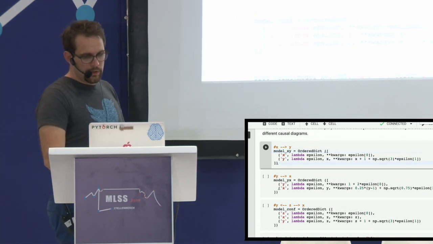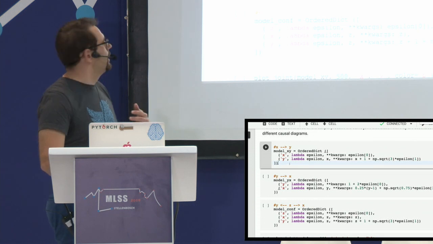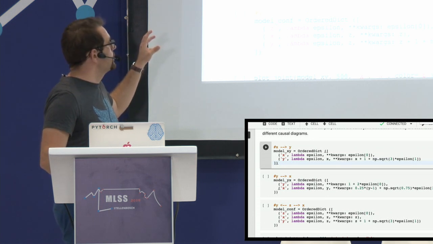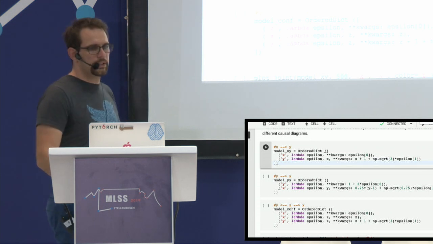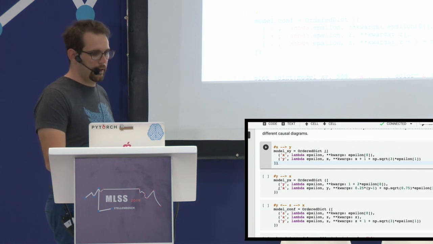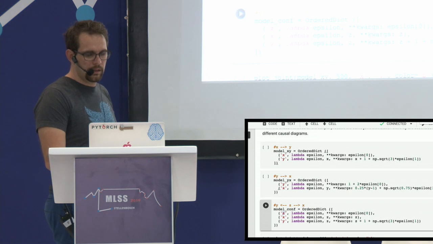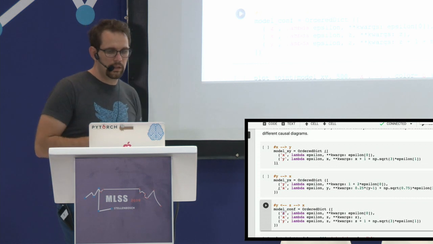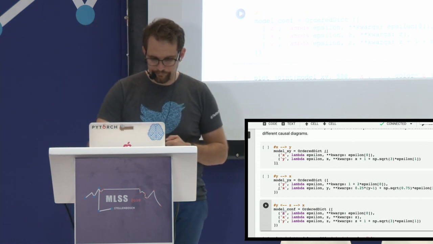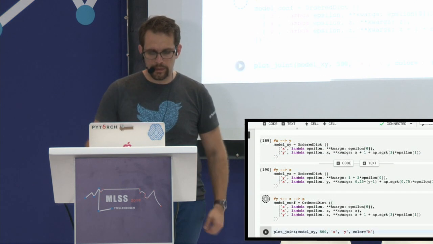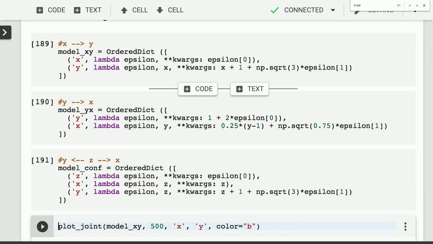So first here, I don't know if I want to go through this, but essentially these are the same things that I had on the screen, except that I now have it in this ordered dictionary format. If you remember, this example had 2 lines and 2 lines, and the third example had 3 lines, with z. So here I have the third structural equation to describe z as well. So I can just create these. I call them xy, yx, and conf, where conf is a confounding variable.